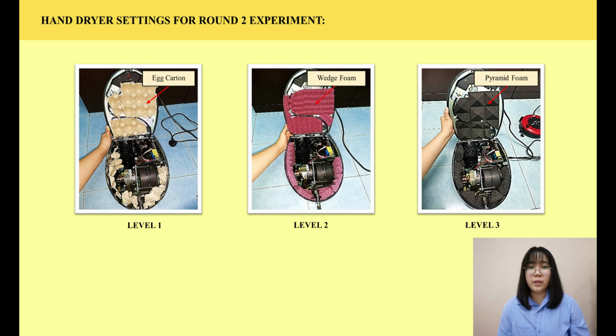The figures above show the installation of insulations in the internal motor housing and cap of the hand dryer. The type of insulation used in level 1 is the egg carton, while level 2 and level 3 use wedge foam and pyramid foam as the insulations.